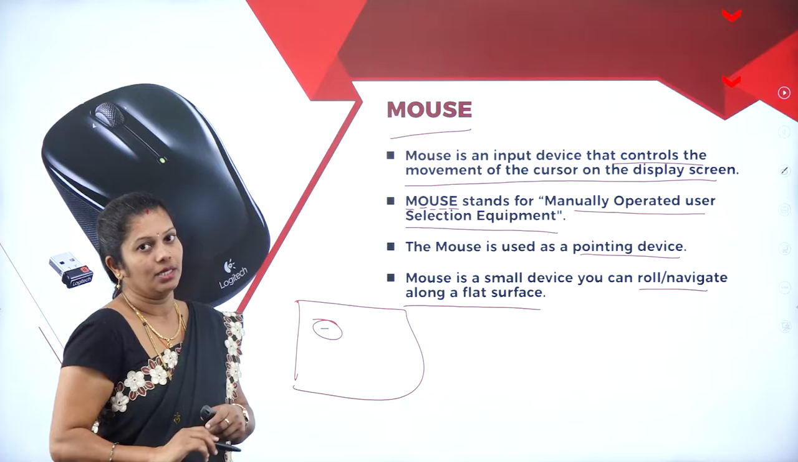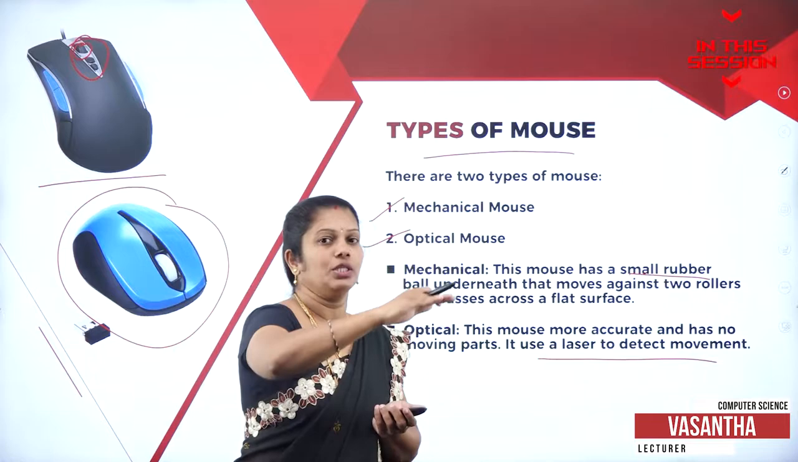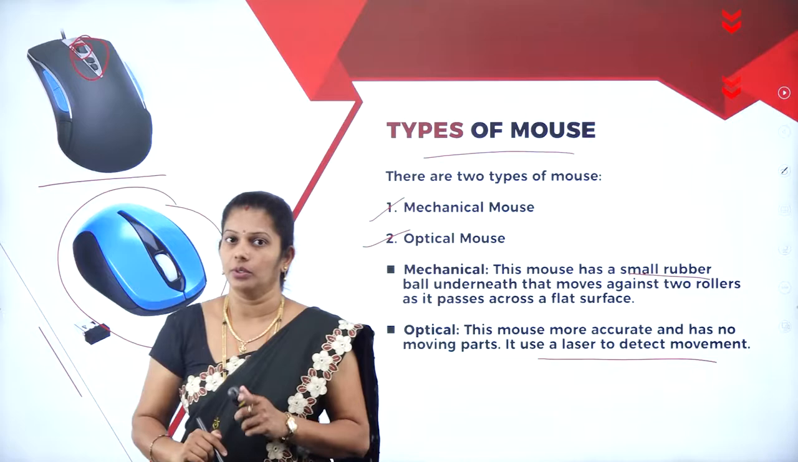We have a small rubber ball. Whichever direction we move the mouse, in that direction the rubber ball will move. By that, we can control the cursor on the monitor.